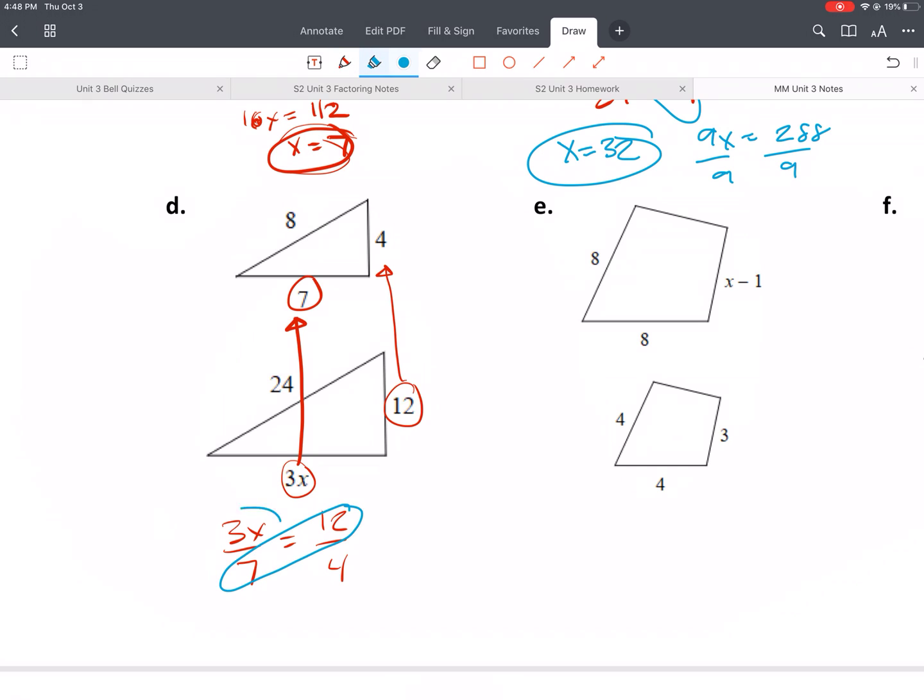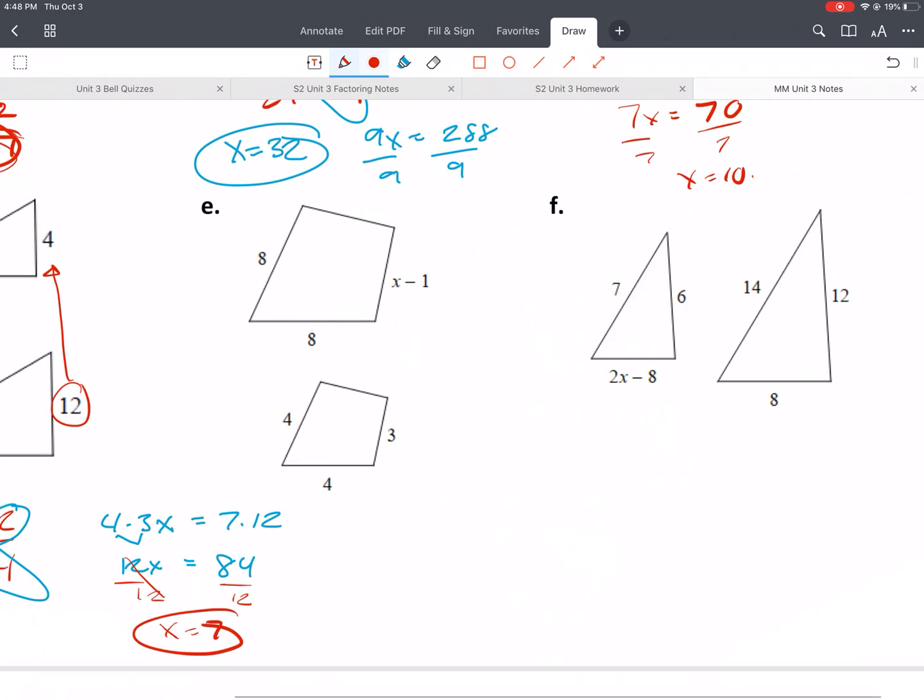Okay, so here we'd end up getting 4 times 3x equals 7 times 12. That would give us 12x equals 84. And then we can divide both sides by 12, and you get x equals 84 divided by 12 is 7.